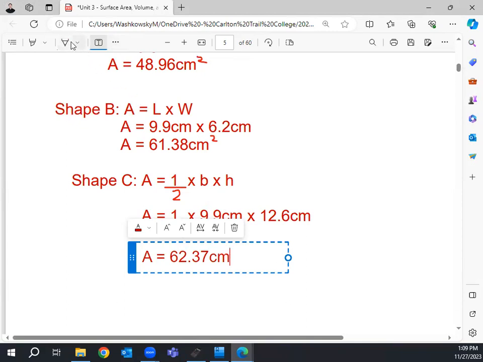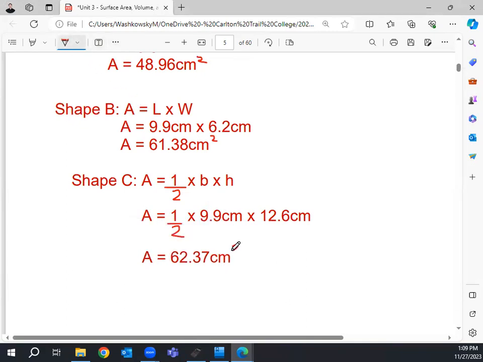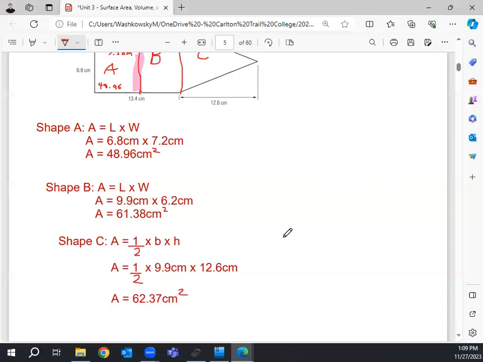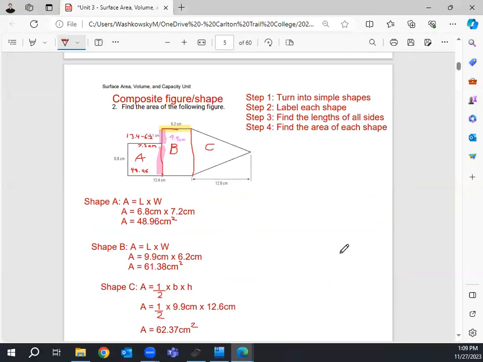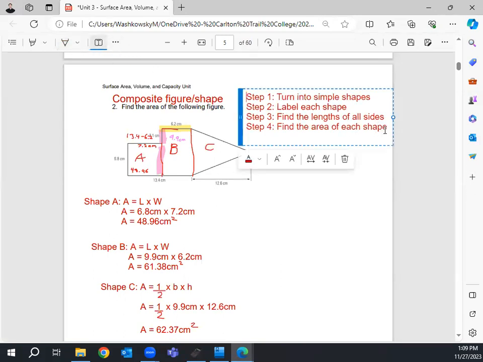Squared. Now my question for you is, am I done? No, because it wants to know the area of all of it. So how do I figure out the area of all of this? Would you add up all the areas? So 48.96 plus 61.38, 62.37. Yep, I know what figure A, figure B, and figure C's areas are. Just add them all up and you're good to go.